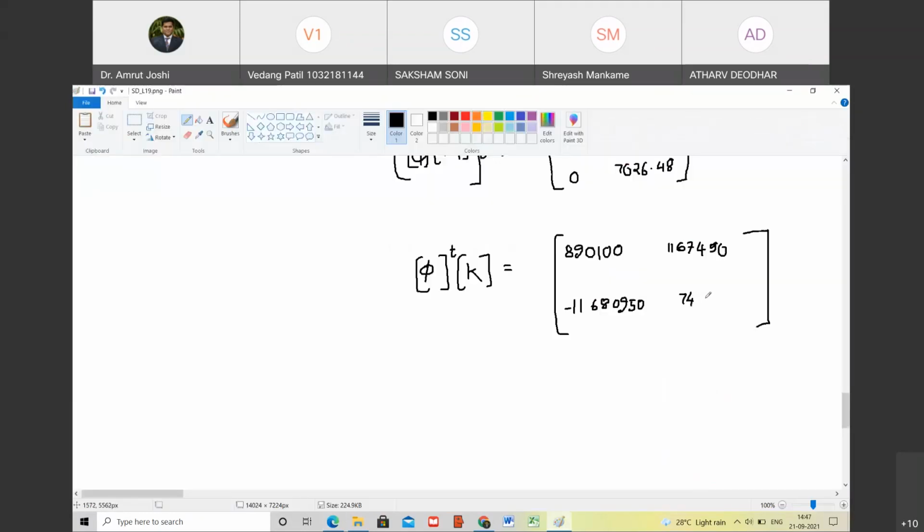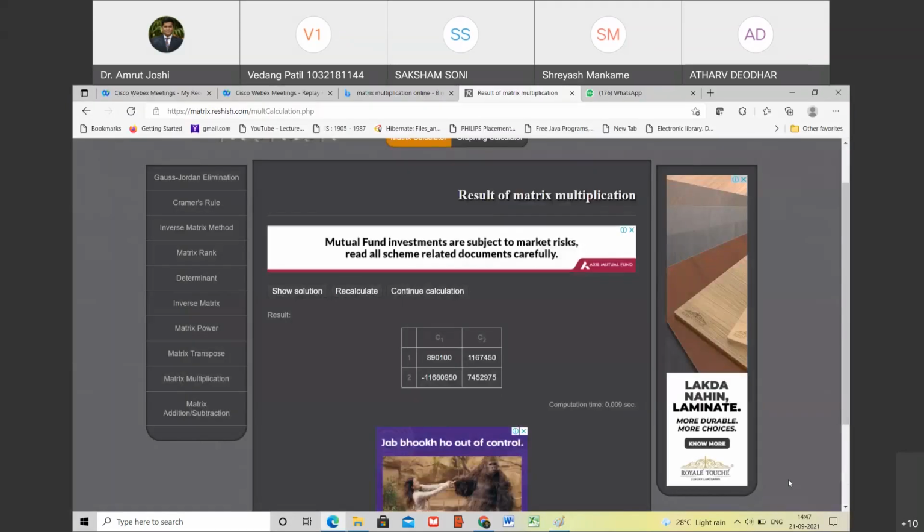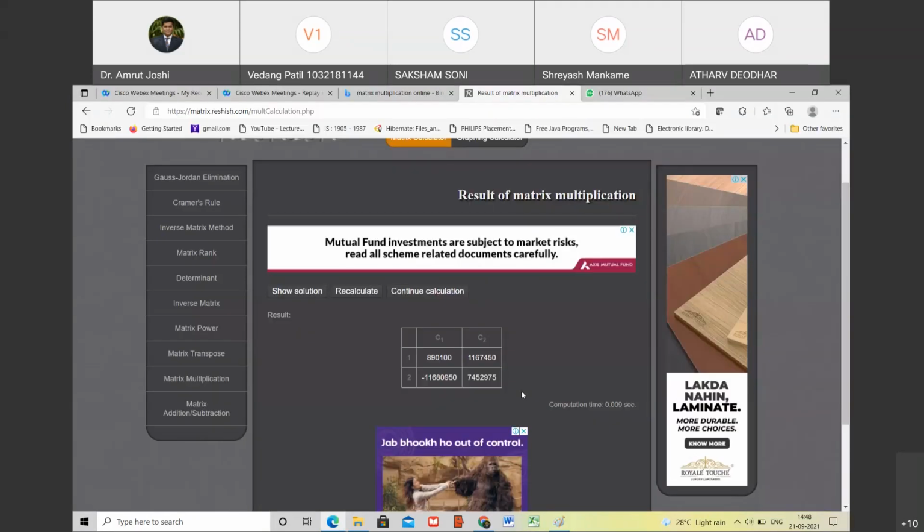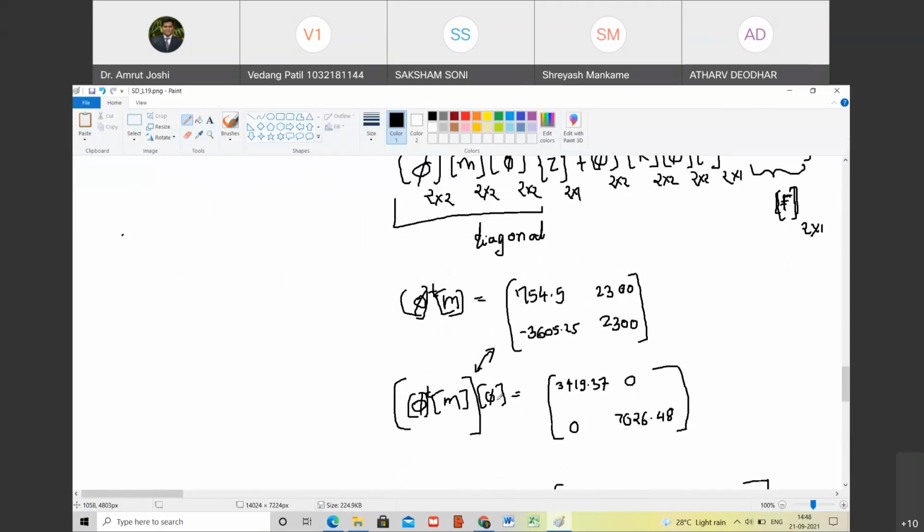Seven 4 52. So actually, your cursor is on that value, so that's why I'm not able to see. It's a website. 52 975. Okay, 52 975. 97.5. Is it right? Yes, sir.